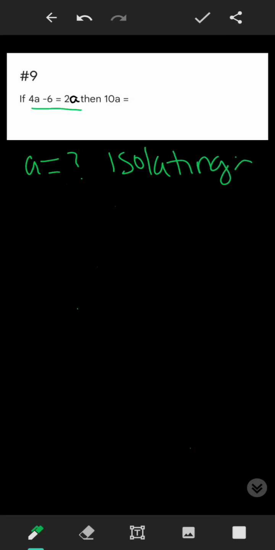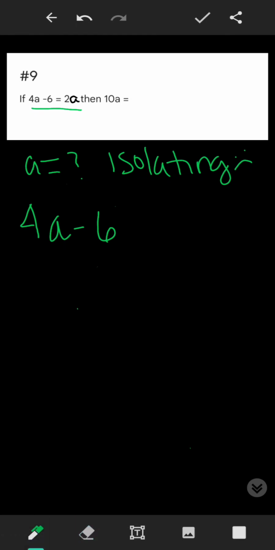All right, if 4a minus 6 is equal to 2a, then what is 10 times a? The first thing we need to do is just figure out what a is equal to. What does a equal? And we do that by isolating. Remember, we have to get the variable alone on one side of the equation. So I'm going to have to undo everything that they're doing. Remember, reverse. We've got to go backwards, you know what I'm saying?